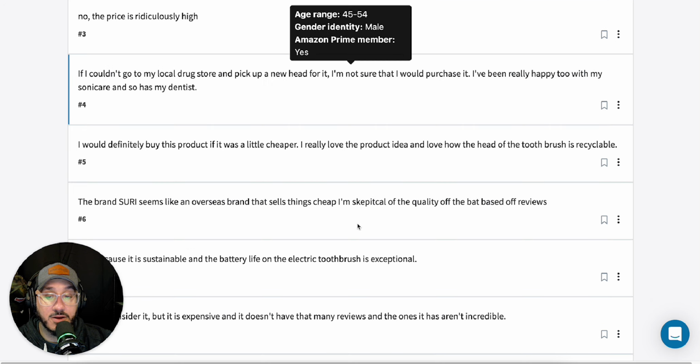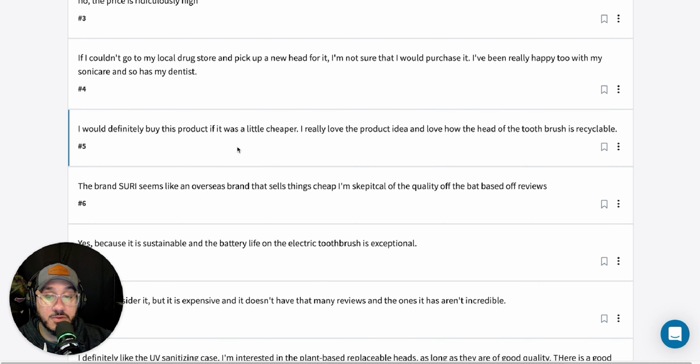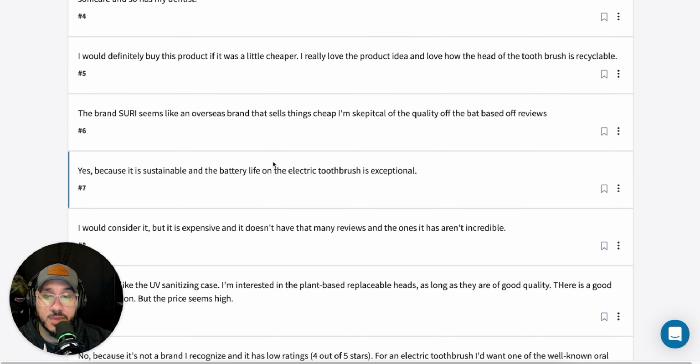I've been really happy with my Sonicare, and so has my dentist. I would buy it if it was a little bit cheaper. I like the idea and I like how it's recyclable. The brand Surrey seems like an overseas brand that sells things cheap. I'm skeptical of the quality off the bat based off reviews. Okay. So the reviews, that's what got them.